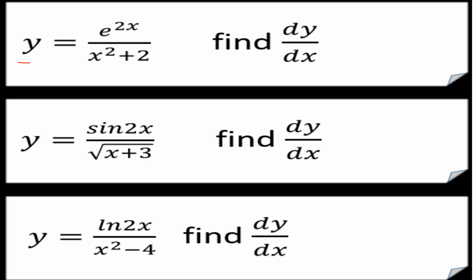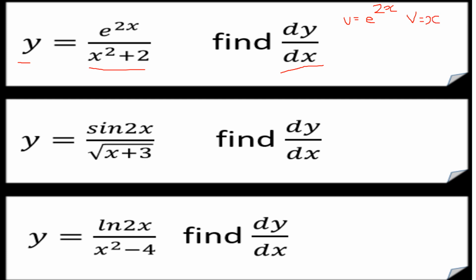So this is question number one, guys. I've got y is equal to e to the 2x all over x squared plus 2. Find dy by dx. First of all, label the numerator as u. So u is equal to e to the 2x, and v is our denominator, which is going to be x squared plus 2.